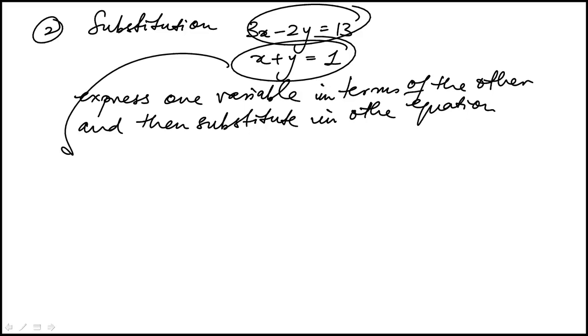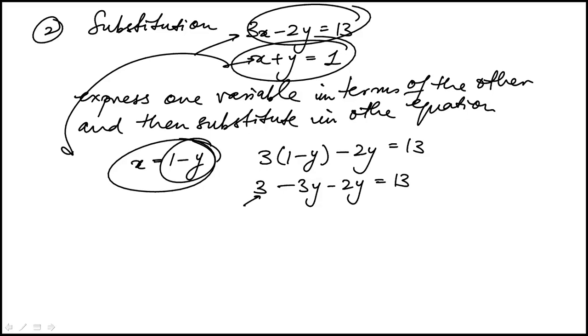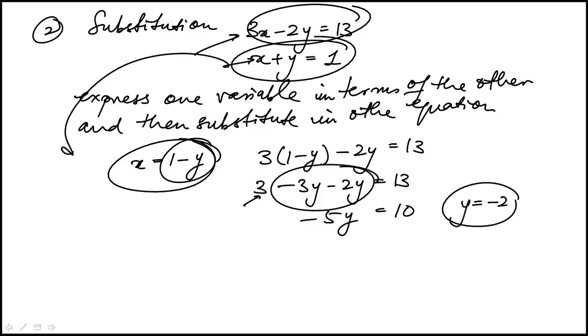So here, for example, I could choose to write x is equal to 1 minus y. So I'm isolating x. Then I'm going to take this expression for x and replace it in the first equation. So I'm replacing x with 1 minus y. And now I have an equation with just one unknown, and I can solve this for y. I do the expansion here, 3 times 1 minus 3y minus 2y equal to 13. Subtract 3 from both sides. This side becomes 10, and that consolidates to minus 5y. Divide by minus 5, and I get y equal to minus 2, as we obtained earlier.